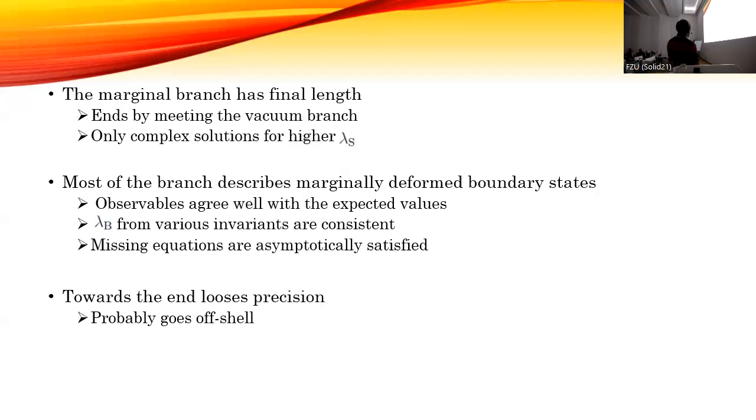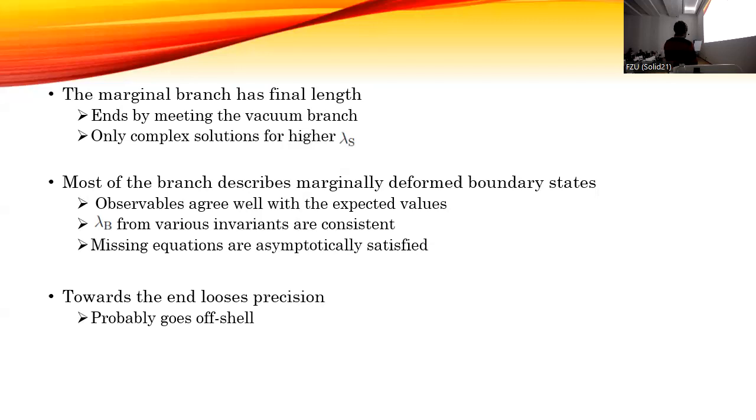But it happens at least at some part of the branch, because if you consider, let's say, in some sense small values of lambda, then the observables agree with the expected values, and we can compute lambda b from various invariants, and they agree. And the equations of motion which are missing, which is either the equation for the marginal field or out-of-Siegel equation, these are also satisfied quite well. But if we get towards the ends of the branch, then the solution loses precision and it probably becomes off-shell.